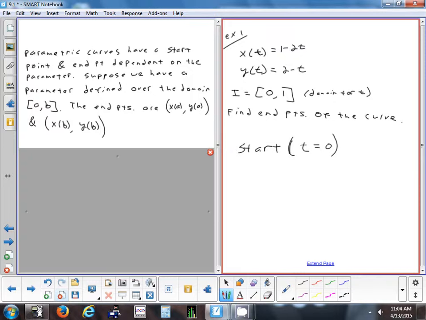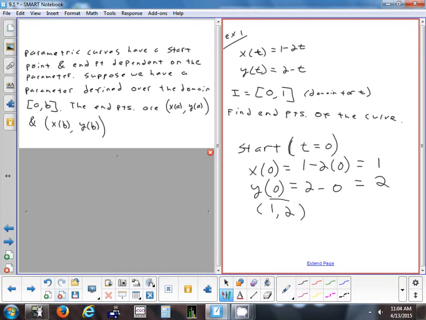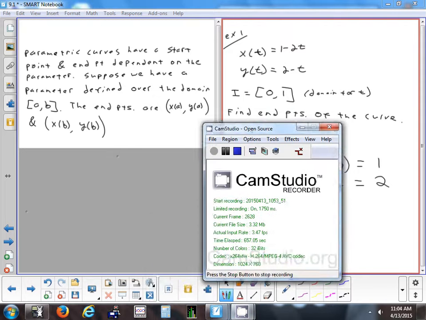Let t equal 0. So we're going to have x of 0 equals 1 minus 2 times 0, and y of 0 equals 2 minus 0. We have to find both those values. What's x of 0? 1. What's y of 0? 2. So this curve is going to start at the point (1, 2).